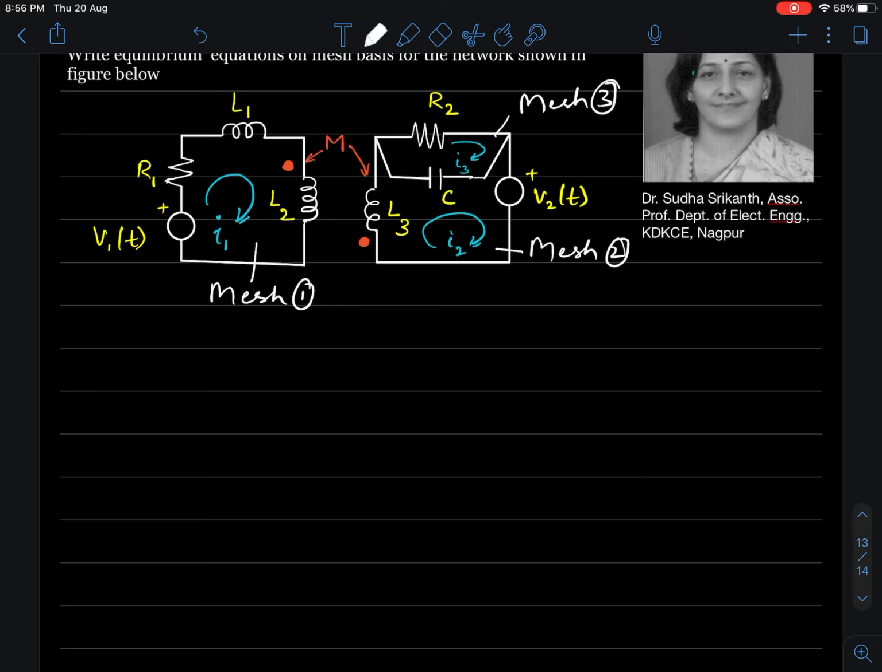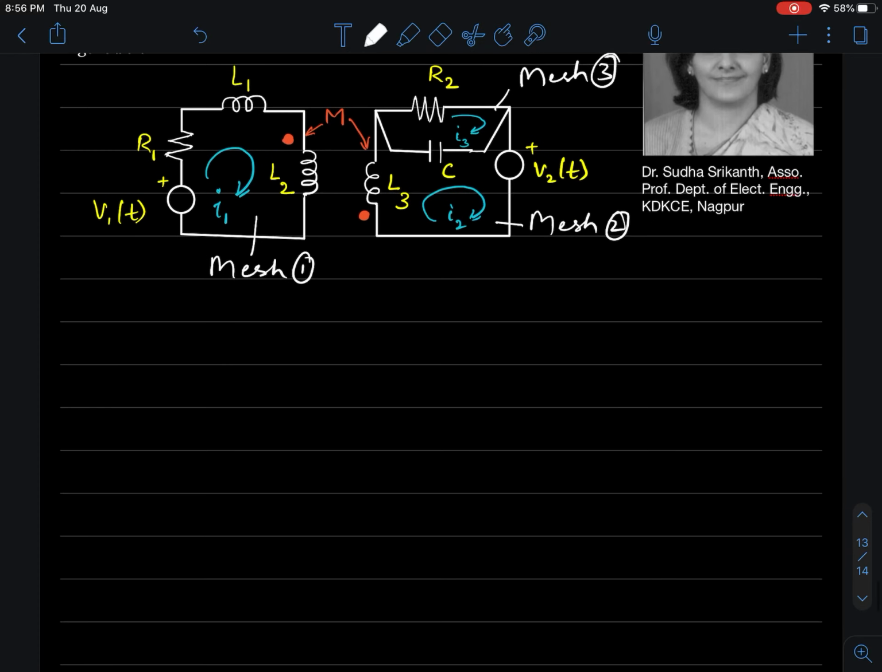Alright, so we will now go ahead. As usual, like how we do other problems of mesh analysis, we have assumed clockwise currents. The three clockwise currents are I1, I2, I3 respectively, in mesh 1, mesh 2, mesh 3. Now let us try to write the equations.